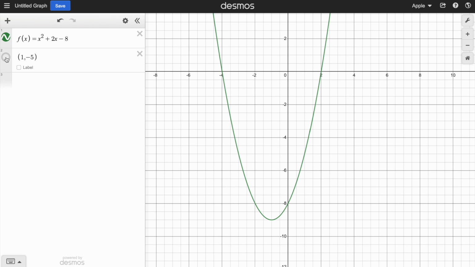And let's see if it goes through the point (1, -5). Let's turn this on. Boom, right here, it goes through (1, -5). So we know that our answer is correct, and you just wrote a quadratic function.